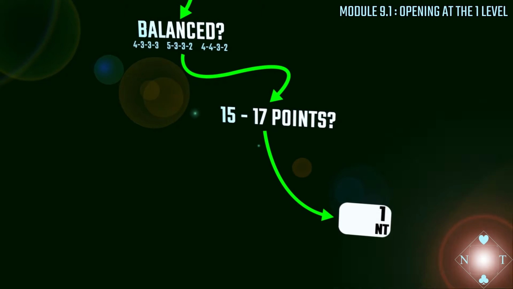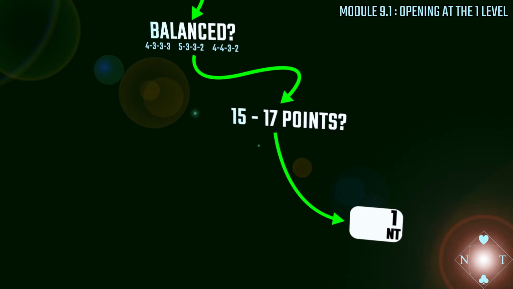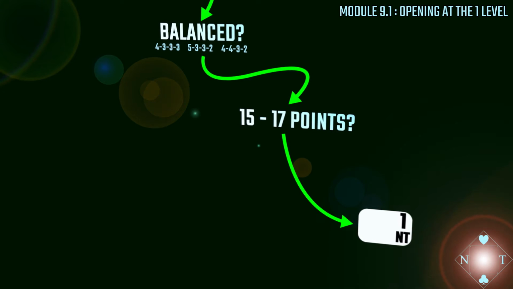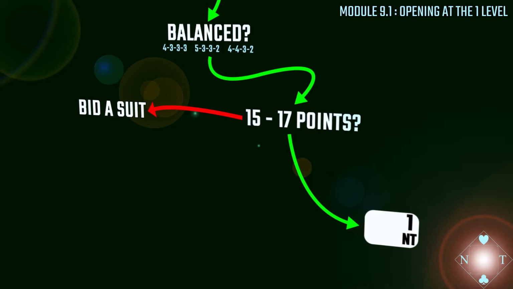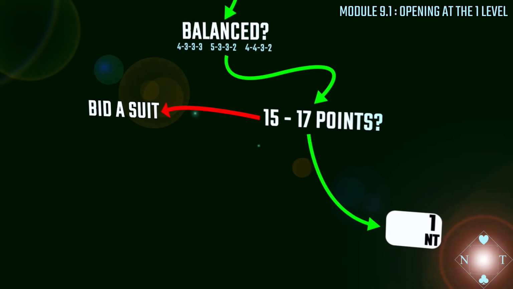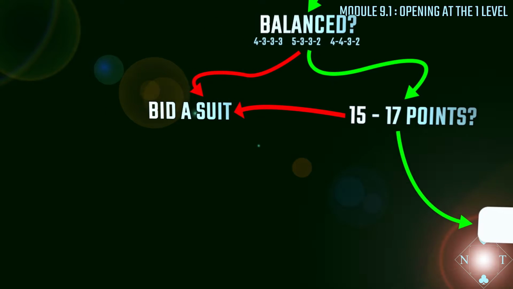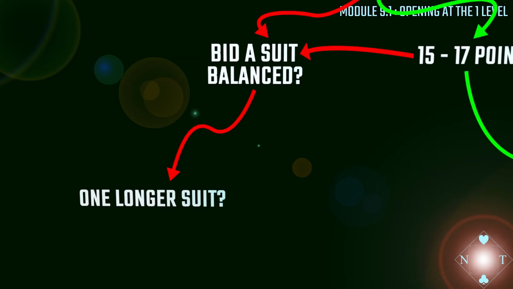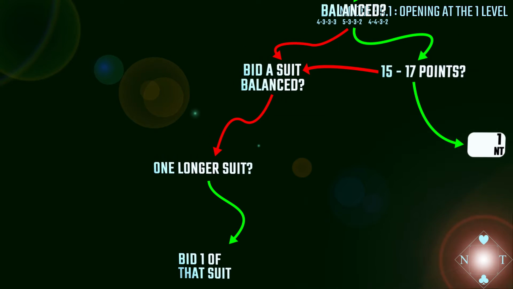If your hand is balanced but your point count is outside the 15 to 17 point 1 no trump range, you either have between 12 and 14 points or, on the other side, 18 or 19, then you'll need to make a suit bid instead. And the same is true if your hand is unbalanced. Again, you'll be bidding a suit. But which one? The answer depends, once again, on whether your holding is balanced or not. If your hand is not balanced, then you should bid your longest suit. Or if you have 2 suits of equal length, you should bid the higher ranking one.